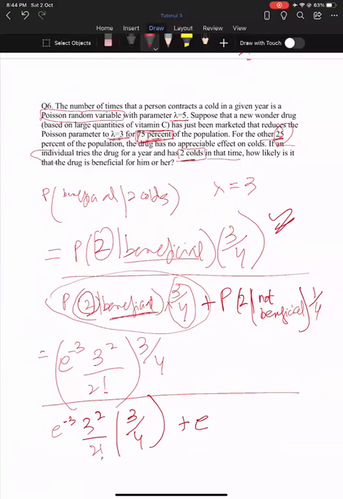Then for people for whom the drug is not beneficial and who still had 2 colds, lambda is still 5. So we have e to the minus 5 times 5 squared over 2 factorial, and this is for 1/4 of the population. And if we solve this, we'll get our answer for this question.